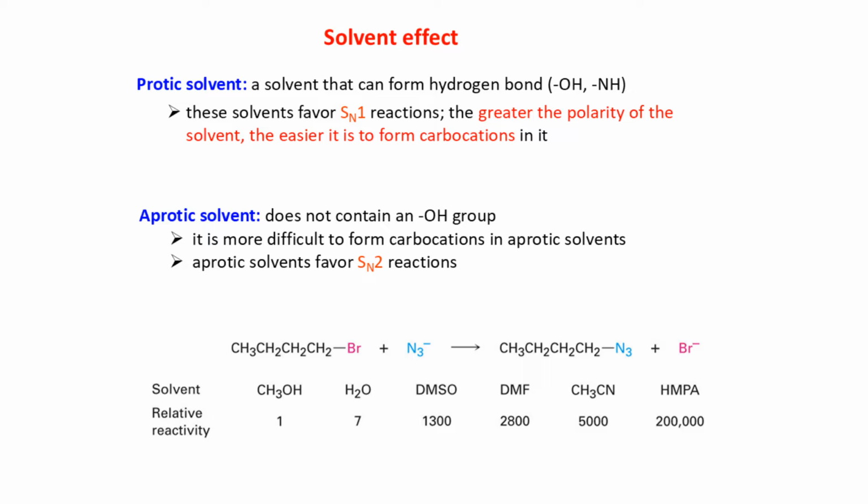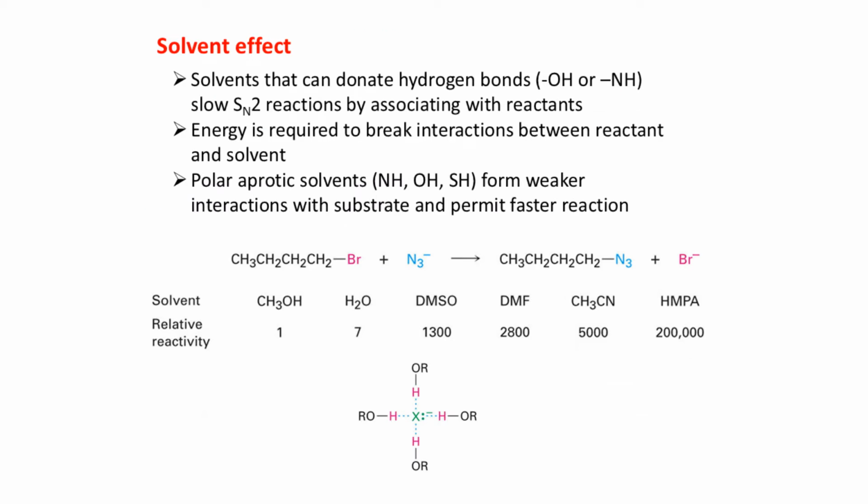Solvent effects play a crucial role. Protic solvents favor SN1 reactions, while aprotic solvents favor SN2 reactions. Solvents that donate hydrogen bonds slow SN2 reactions. Polar aprotic solvents form weaker interactions, permitting faster reactions.